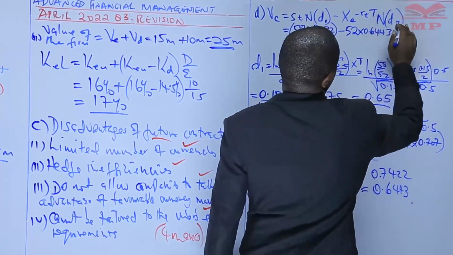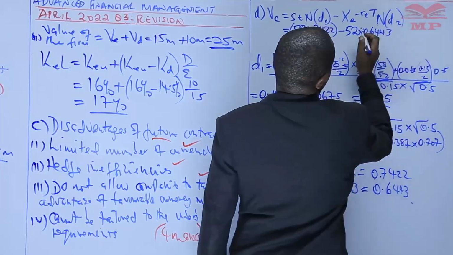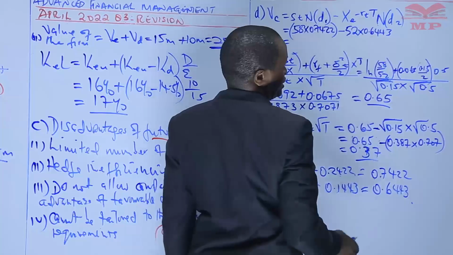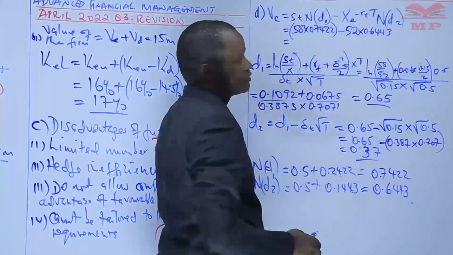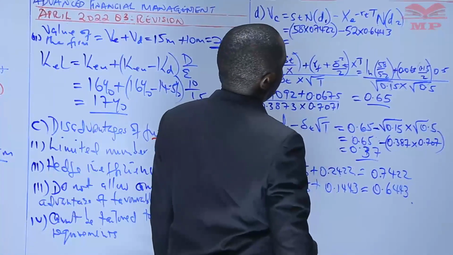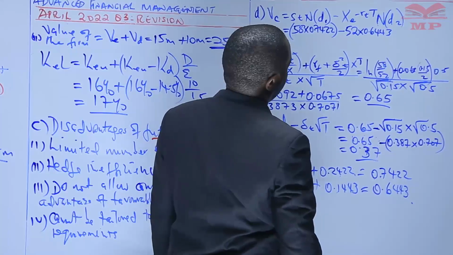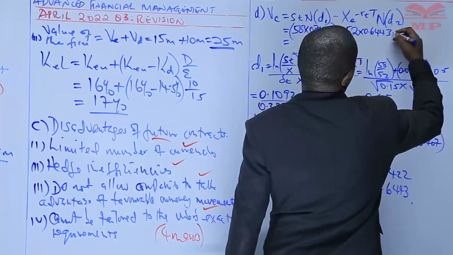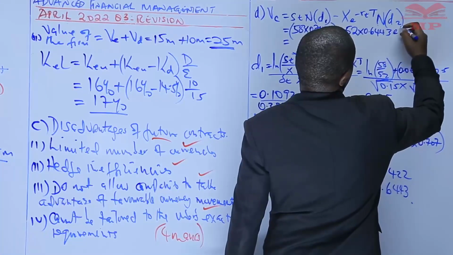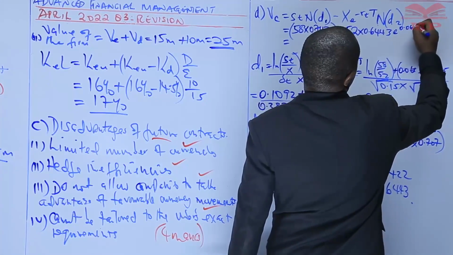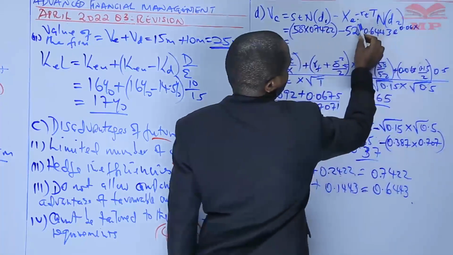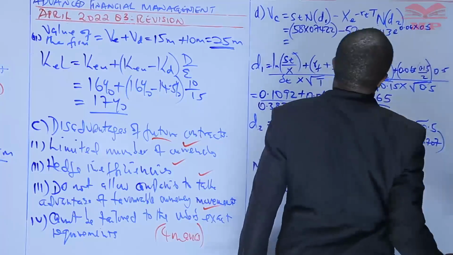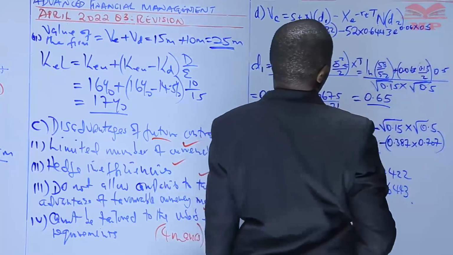Here you need to be very careful because we have the E, which is the base of the natural log, raised to 0.06 times T, 0.5.